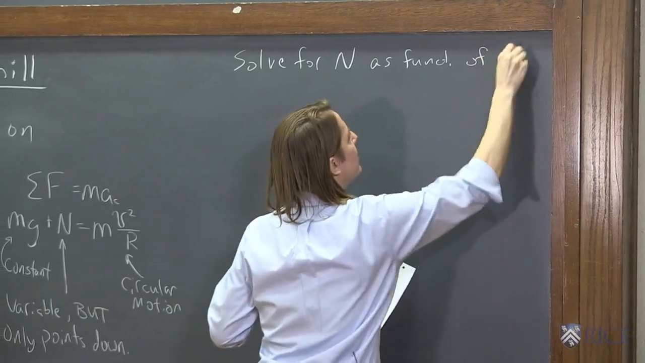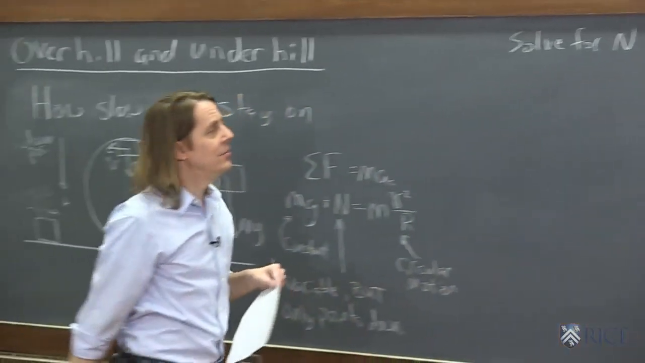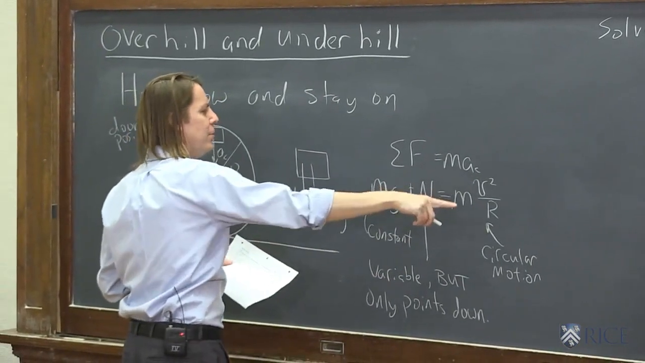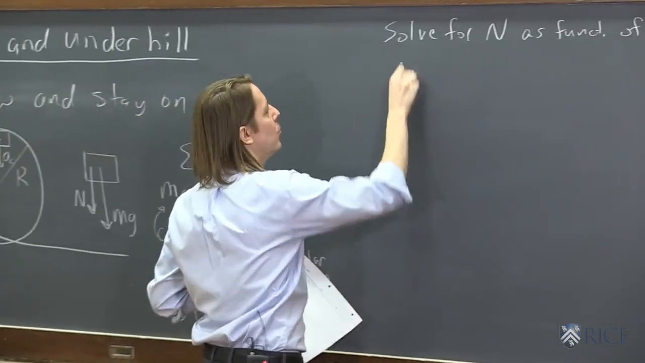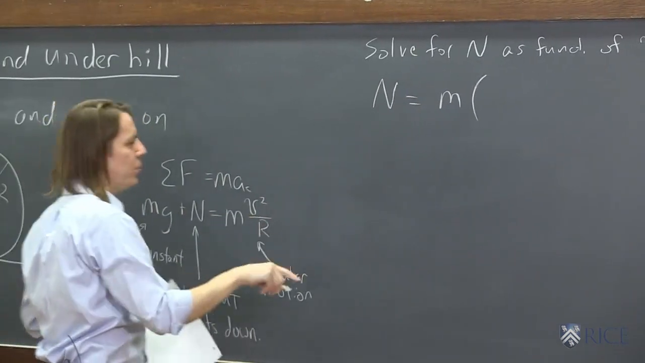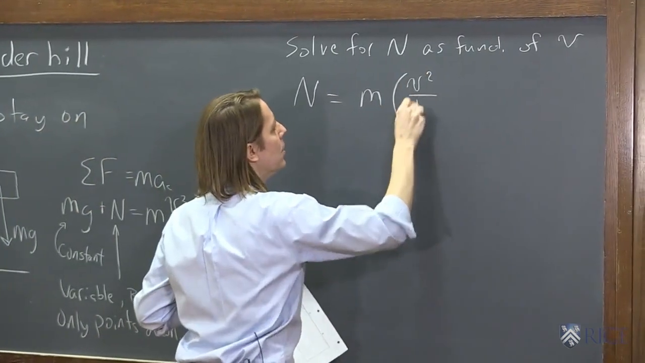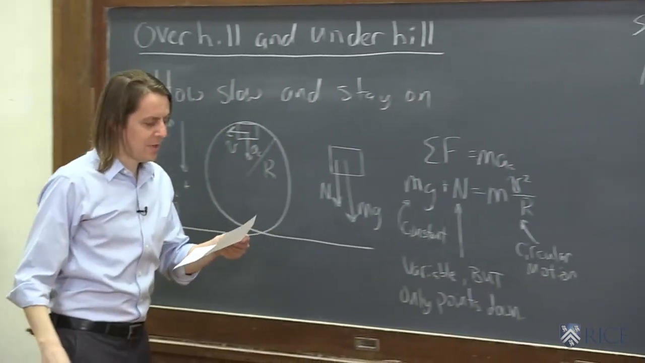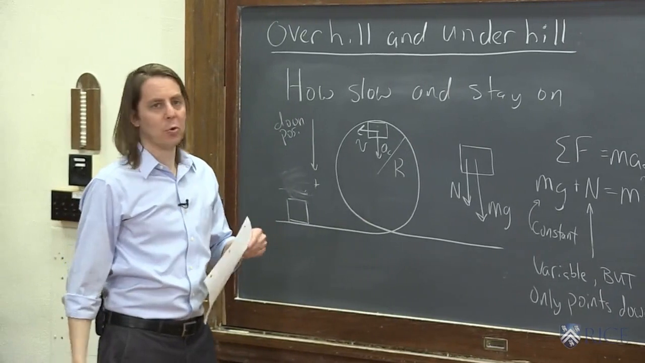So what normal force are you going to get for any speed that you go? You turn this around, and this goes over there, and you pull out the m, and you get that the normal force is m times (v squared over r minus g). So that's fine. That means that the faster it goes, the bigger normal force you need.